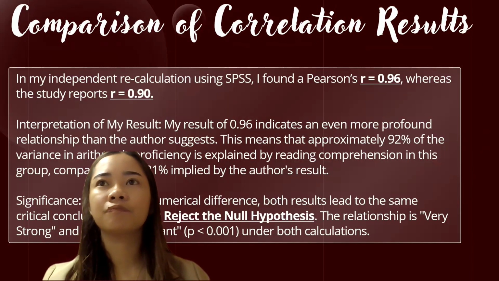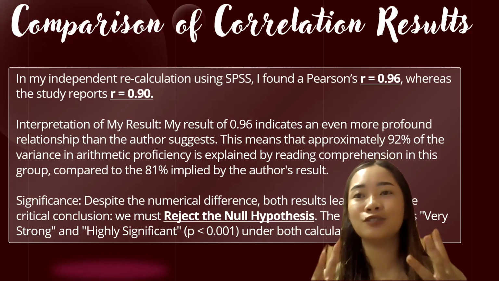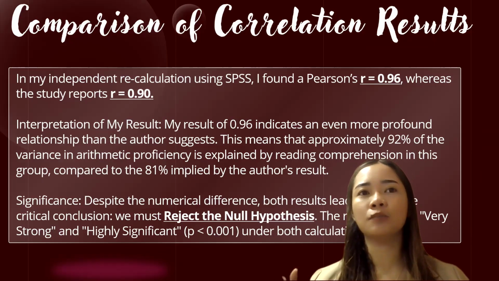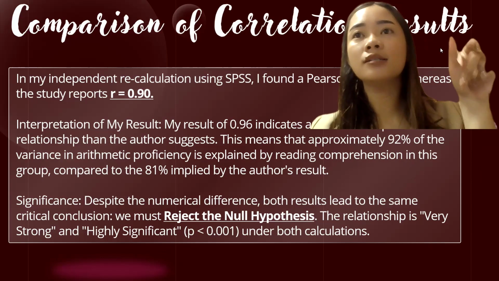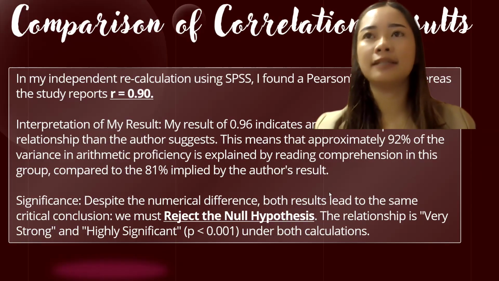Next, in my independent recalculation, again using SPSS, I found Pearson R is 0.96, whereas the study reports 0.90. So my result of 0.96 indicates an even more profound relationship than the author suggests. This means that approximately 92% of the variance in arithmetic proficiency is explained by reading comprehension in this group, compared to the 81% implied by the author's result. Despite the numerical difference, both results lead to the same critical conclusion. We must reject the null hypothesis. So the relationship is very strong and highly significant.